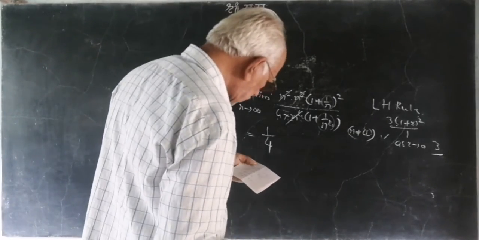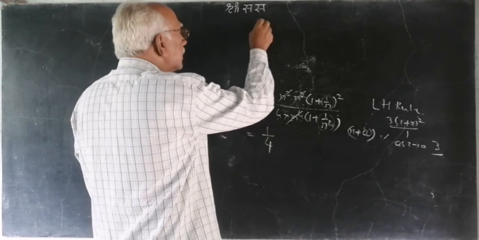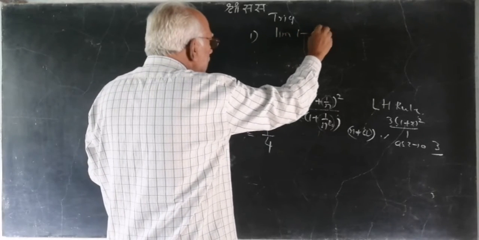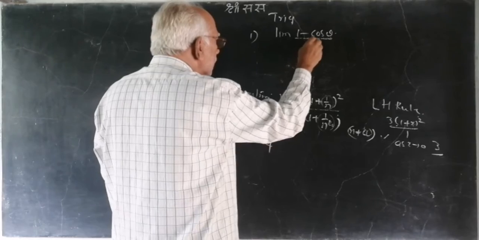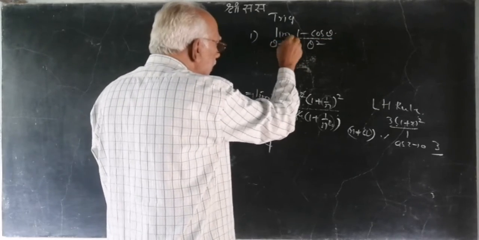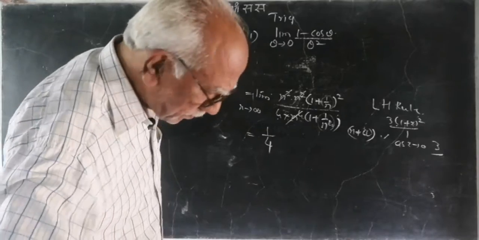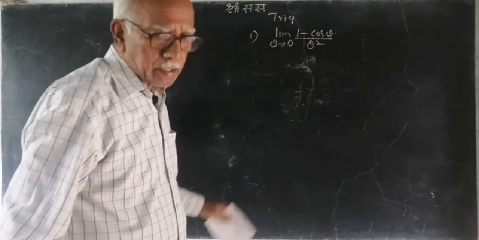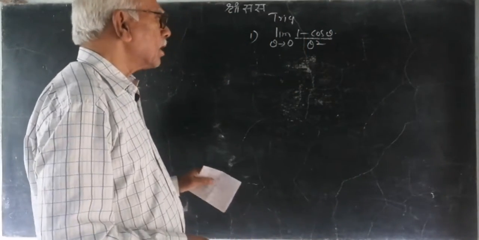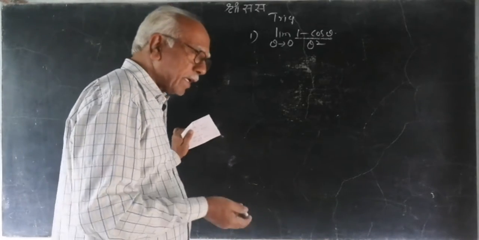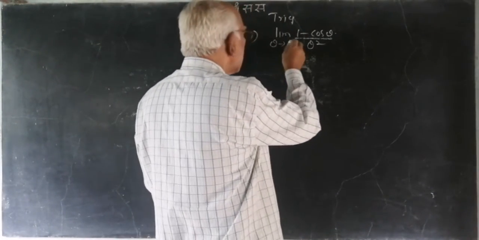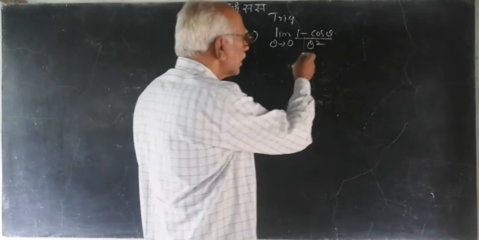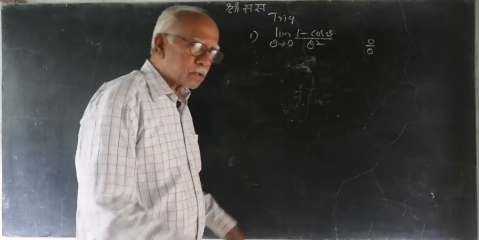Now we can move to one or two sums connected with trigonometry. Trigonometric sums. Limit of (1 minus cos theta) upon theta square as theta tends to 0. One standard sum. Here we know only one formula, that is, limit of sin theta by theta as theta tends to 0 equals 1. So we have to convert all sums to that form only. See, when you put theta equal to 0, cos 0 is 1, 1 minus 1 is 0, and the denominator is 0, so it is 0 by 0 form. First we have to test it.